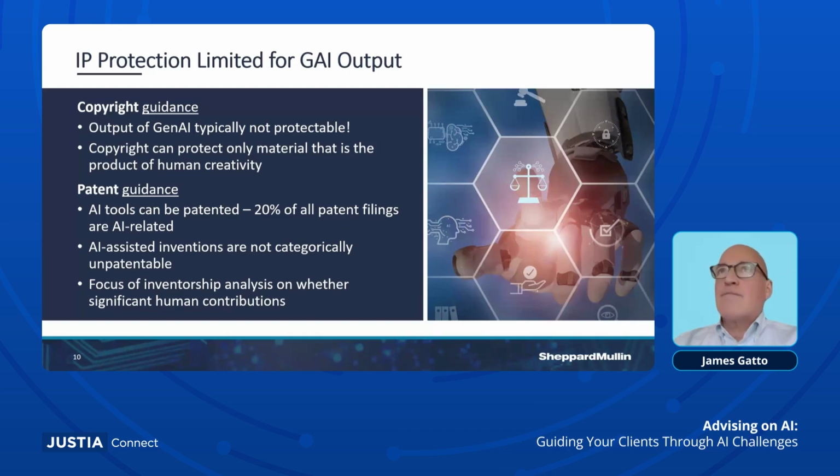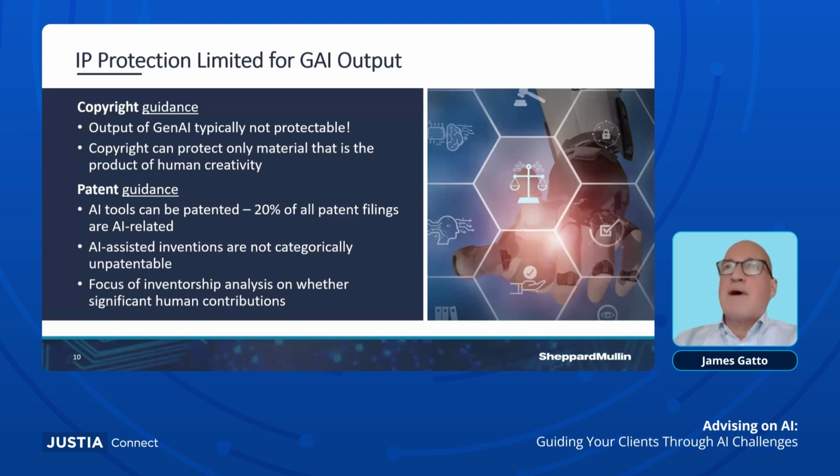Same on the patent side. You can patent AI technology just like any other technology. The law is the same. There's no different rule. In fact, roughly 20% of all the patent filings this last year or so are AI related. A very significant percentage of patents that are being filed are somehow related to AI, and they're being issued. You can use AI. The Patent Office just issued guidance. You can use AI to assist in generating inventions, but there's a test that goes along with this, and the test really focuses on whether there is significant human contribution to the invention.